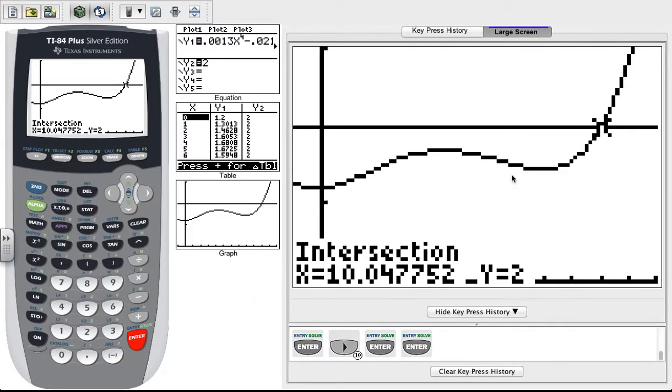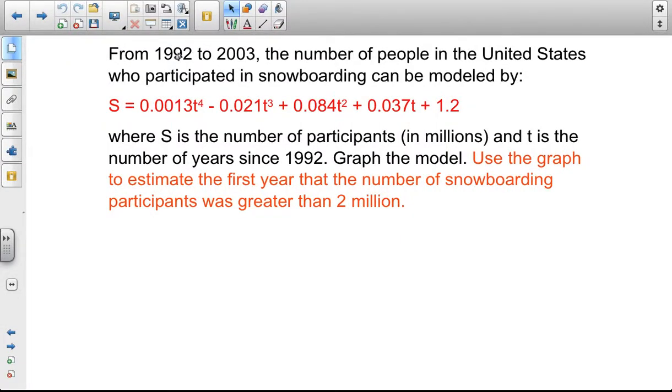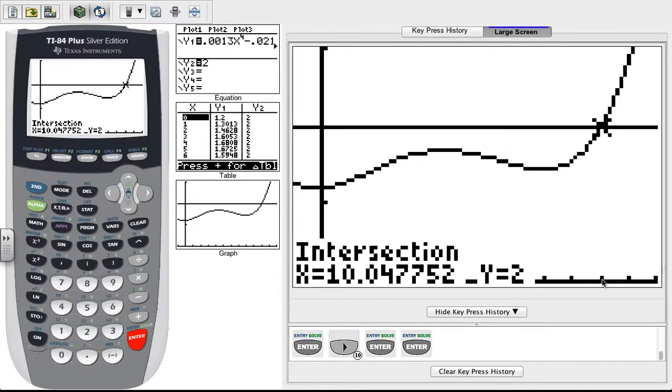And here we go. It shows me 10.047752. That means it's been 10.047752 years since 1992. So in the 10th year, my number of snowboarders surpasses 2 million. So 10 years from 1992 brings me to 2002. That's it. That's how you solve it.